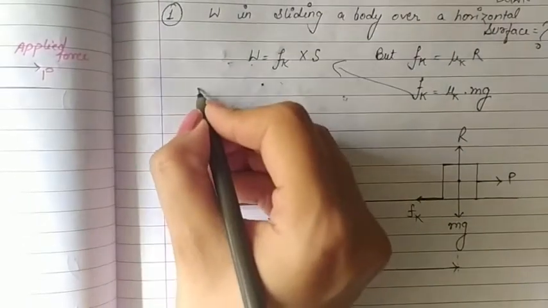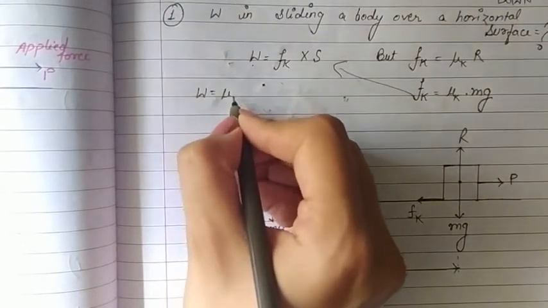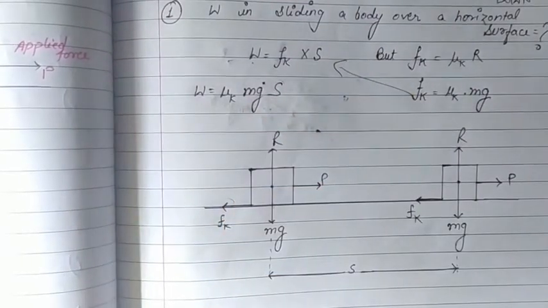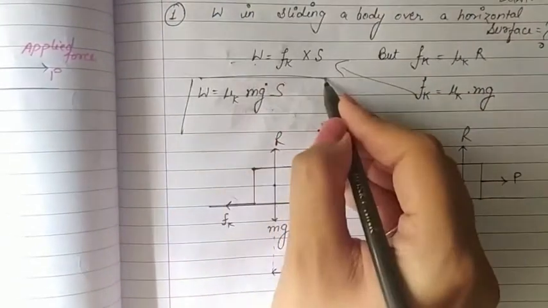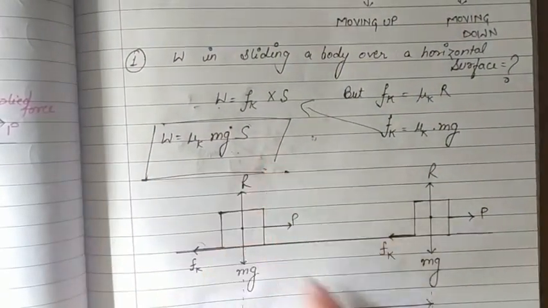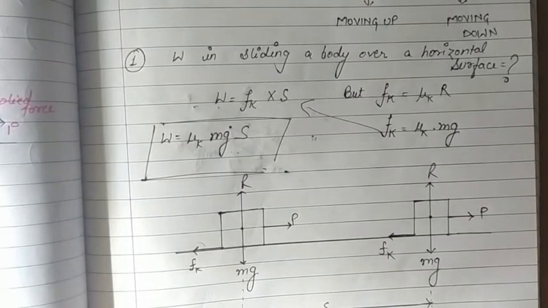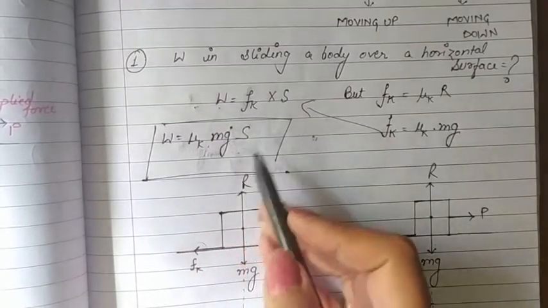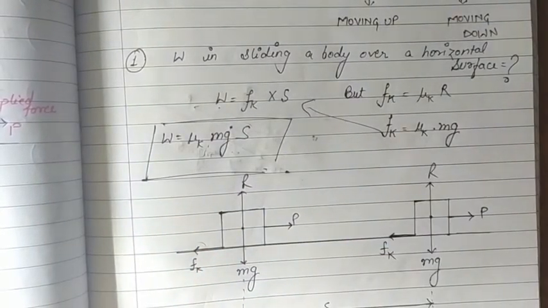So the work done W is equal to mu k mgs. So hence this is the work done that we require, or this is the work done in sliding a body over a horizontal surface. This is the required expression, where mu k is the coefficient of kinetic friction, mg is the weight of the object, and s is the distance moved by the object.